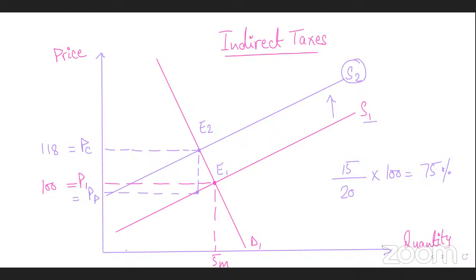Rupees of tax per unit is imposed by the government, and consumers are paying 118. So how much would go into the producer's pocket? Anyone? No idea, right? So think about this. Consumers come to the shop, they buy the product for 118, right? And then out of this amount, 20 rupees has to be paid to the government. So how much goes into the producer's pocket?